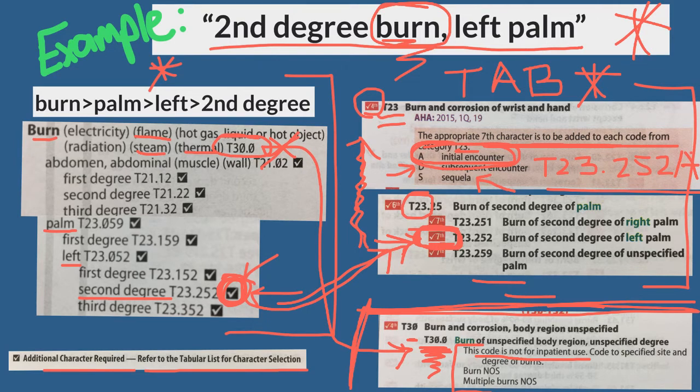Again, always check the tabular. Whether you have the check mark and need additional characters or not, always go check the tabular for those instructional notes.